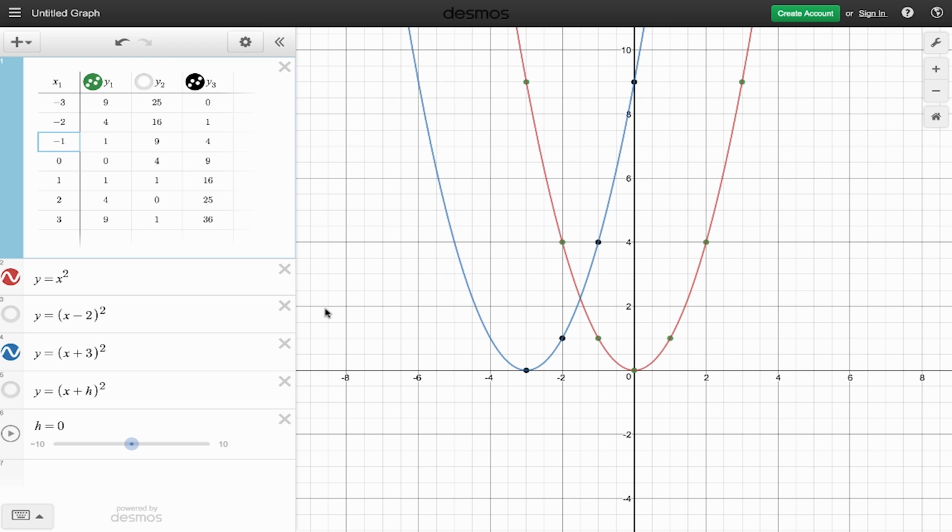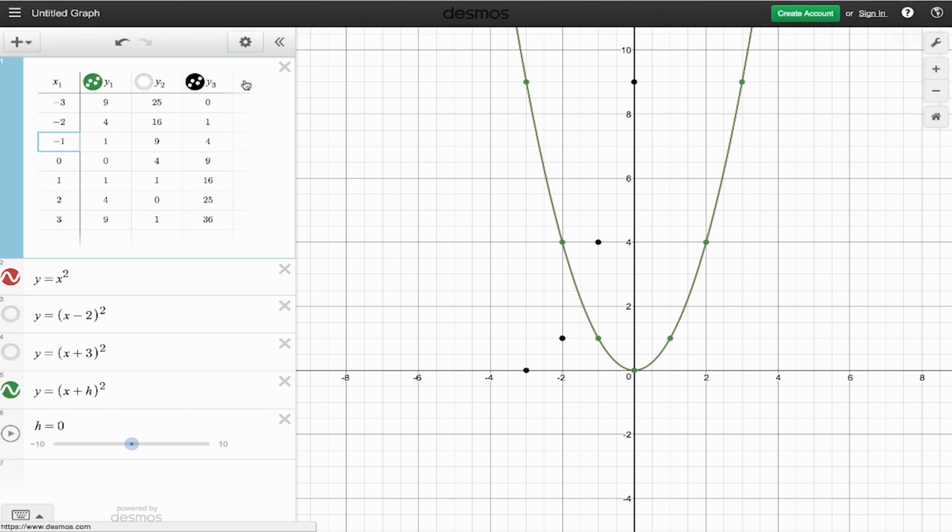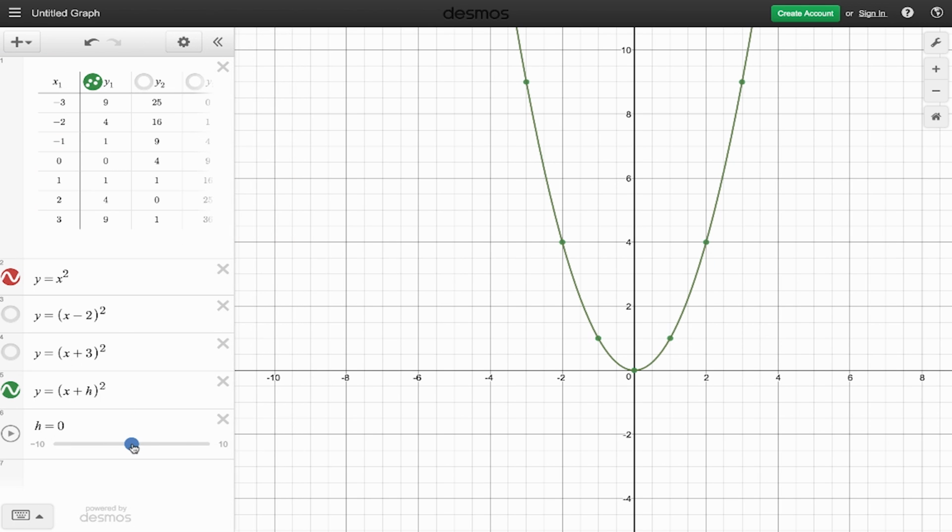Then again the question is, what would happen in general if I added an h to the x? If I had the function (x + h) squared, what would happen? If h was 0, then (x + 0) squared is nothing but x squared, and so obviously we get the function x squared. Let's see what happens when we make h positive. As I make h positive, it's moving to the left. Remember, it's not moving to the right, it's moving to the left. As h gets bigger and bigger, it moves away from the origin.